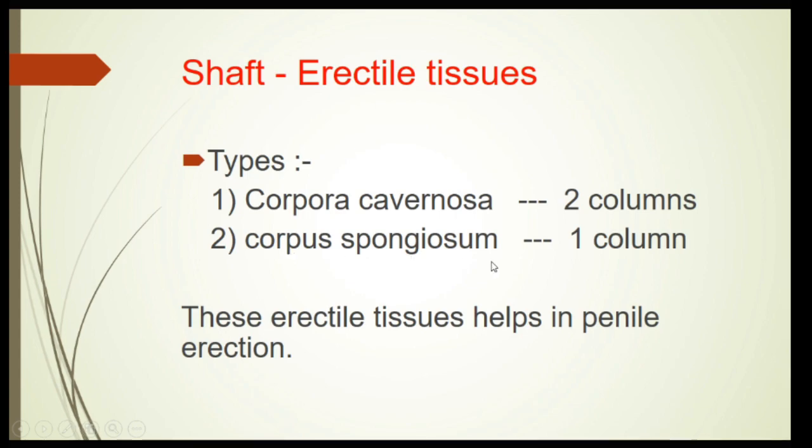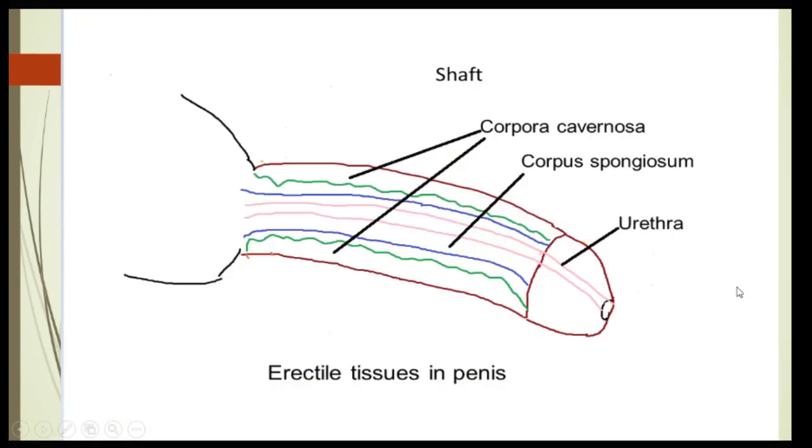If someone asks you how many types of erectile tissues are found in the human penis, then you should tell two types of erectile tissues are found in the shaft of the human penis. First one is the corpora cavernosa, and second one is the corpus spongiosum. There are two columns of the corpora cavernosa, and a single column of the corpus spongiosum. We will see the structure of these erectile tissues in the next figure.